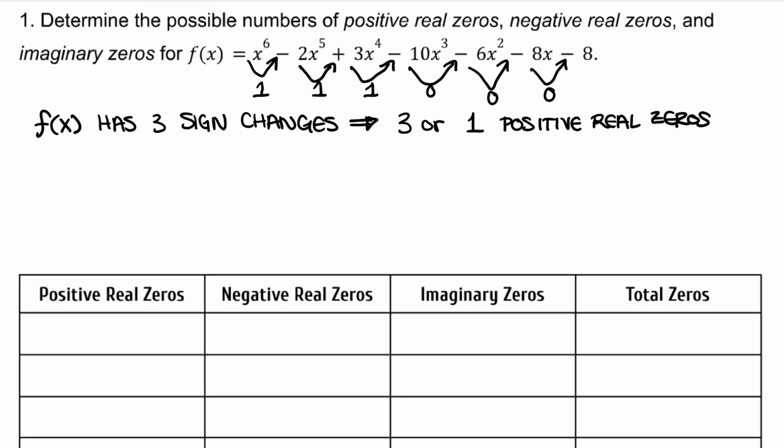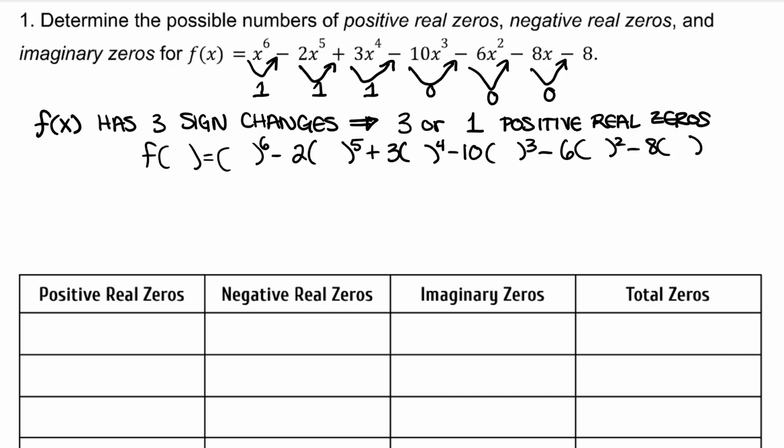Now let's look at the changes in sign of f of negative x. Plug in negative x instead of your x's, then simplify and check for sign changes. Remember, a negative to an even power is positive, but a negative to an odd power is negative and will therefore change the sign of that overall term. Now continue to simplify.